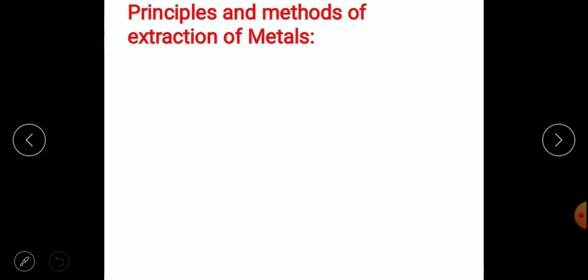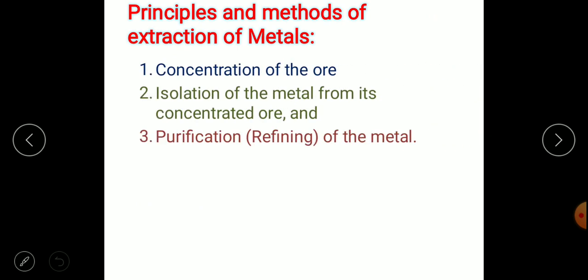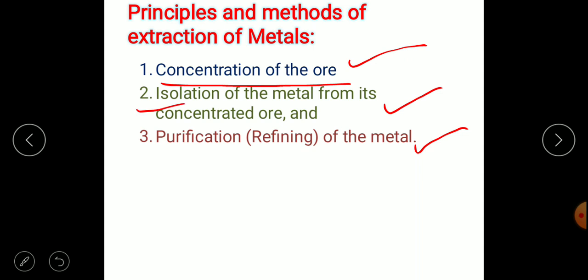So what are the principles involved in the extraction of the metals? This can be explained in this slide. Concentration of the ore, isolation of the metal from its concentrated ore, and purification of the metal. So there are three important methods in order to extract the metal, that is concentration of the ore, isolation of the metal from its concentrated ore.